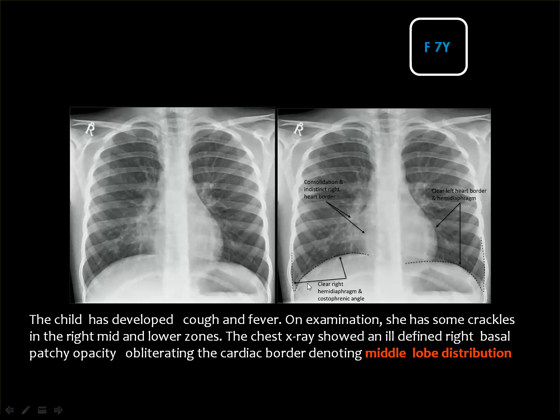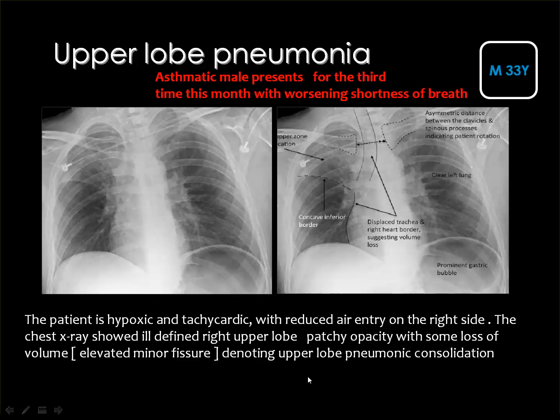Another example of pneumonia in the middle lobe: you cannot follow the cardiac border, and this is silhouette positive sign, indicating that the pneumonic consolidation is anterior, and the anteriorly located lung lobe here is the middle lobe. Then this is also a classic appearance of upper lobe pneumonia with some loss of volume as indicated by elevation of the horizontal fissure.